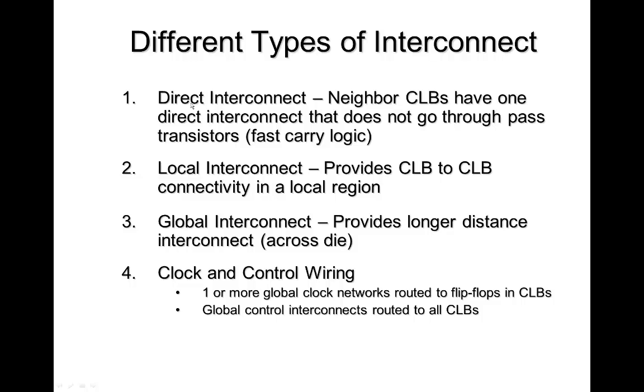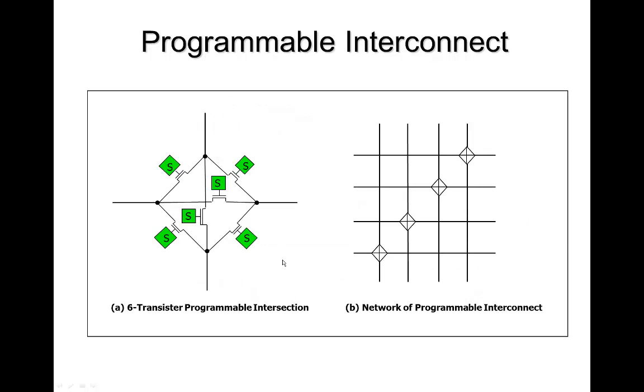Okay, so we'll talk a little bit about programmable interconnects, since both the CPLDs and FPGAs use them. There's going to be several levels of interconnect. There's direct interconnect, like one neighbor to the next. Then there's local interconnect, which provides connectivity within a local region of configurable logic blocks or LUTs, or lookup tables. And then there's a global interconnect, which allows us to provide connections across the chip. And then there's clock and control wiring that'll allow us to maybe turn on output enables or route a clock across the entire chip.